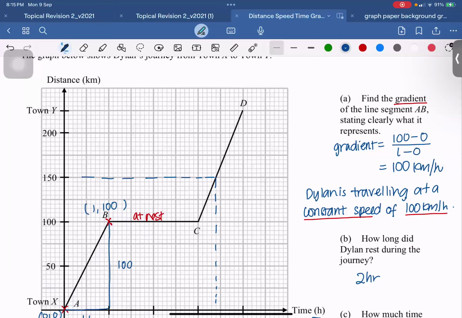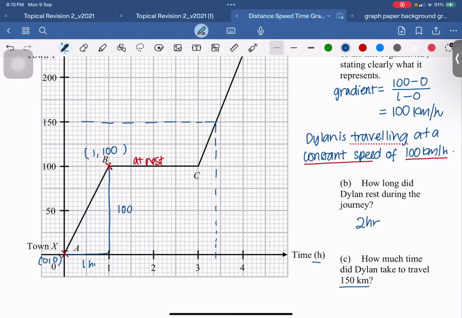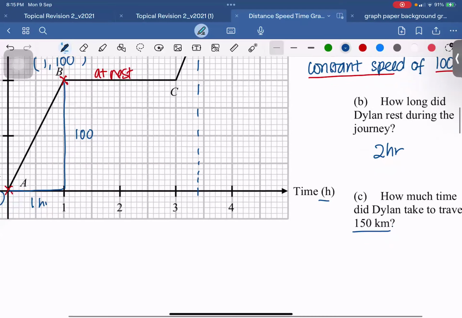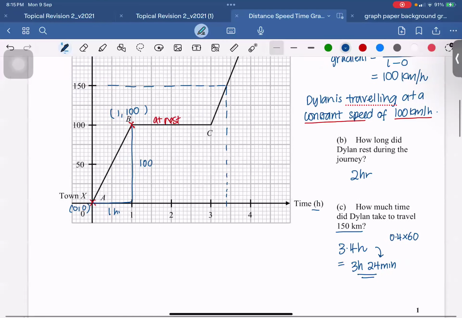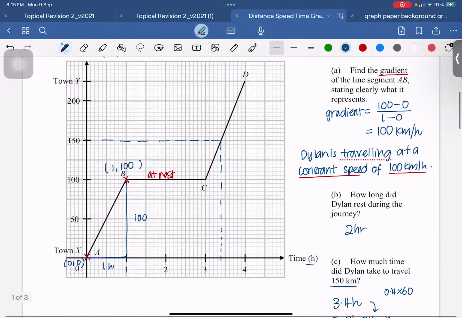Then find the answer. Alamak, this one is in units. So this one is 3.4 of an hour, right? So either we change it to 3 hours. How to change the 0.4 into how many minutes? 1 hour, how many minutes? 60. So take the 0.4 times 60. So it'll be 24 minutes. So this is the time taken by Dylan. Can? Alright, so this one is the very basic one.